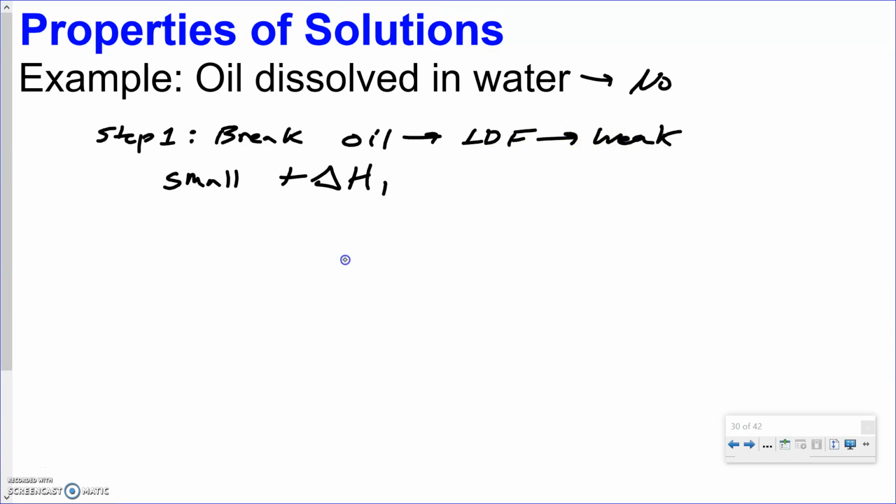So small positive delta H. It requires energy. It's always going to be endothermic because we're breaking intermolecular forces, but it's a weak intermolecular force, so not a lot of energy is required.